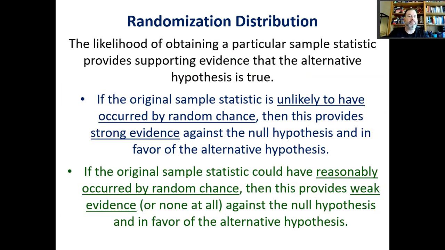So now we're going to pick back up where we left off in section 4.1, which is how unlikely do we need an event to be in order to claim that that event gives us strong evidence that the null hypothesis is false and that the alternative hypothesis is true. The likelihood of obtaining a particular sample statistic provides supporting evidence that the alternative hypothesis is true. So these are the two benchmarks we use. If the original sample statistic is unlikely to have occurred by random chance, then this provides strong evidence against the null hypothesis in favor of the alternative. That should make sense, right?